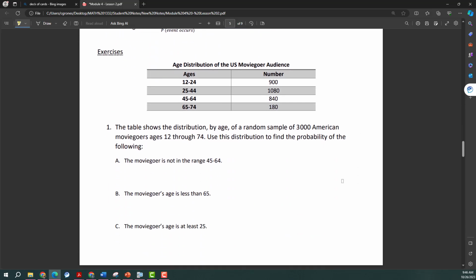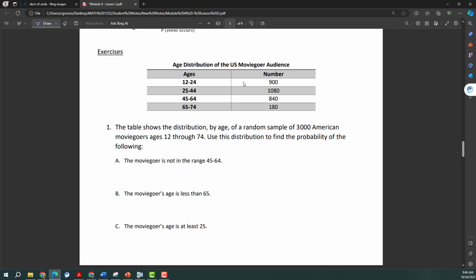So let's go into our exercises. We're going to use this table. It says the table shows the distribution by age of a random sample of 3,000 American moviegoers ages 12 through 74. Use this distribution to find the probability of the following. Alright, so the moviegoer is not in the range of 45 through 64.